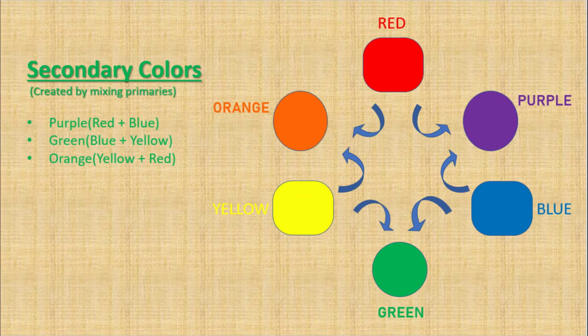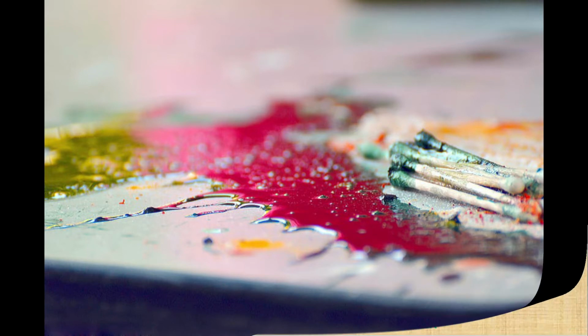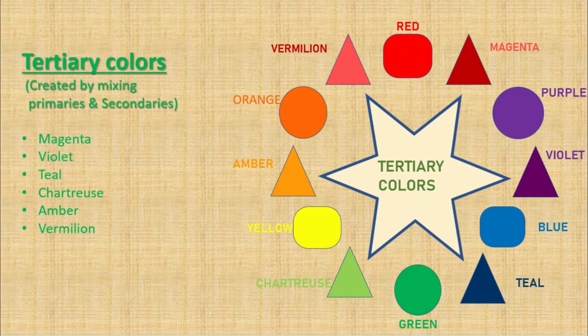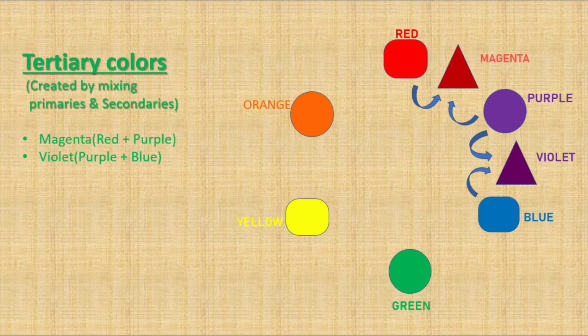Now let's further see what variety of colors we get when we mix primary colors with secondary colors. These mixtures are known as tertiary color. Mixing red plus purple gives us magenta. Mixing purple plus blue gives us violet. Mixing blue plus green gives us teal.